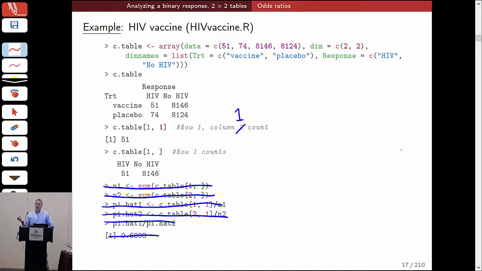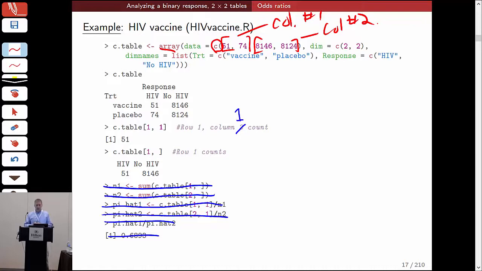So in R itself, to do a contingency table, you can use the array function. And the first argument of the array function is data. What's in your contingency table. And so what I'm going to do is I'm going to combine together a vector of my counts. So the first thing I'm going to do is I'm going to put in column number 1 and then column number 2. You need to put everything in that order to get everything in the right place.